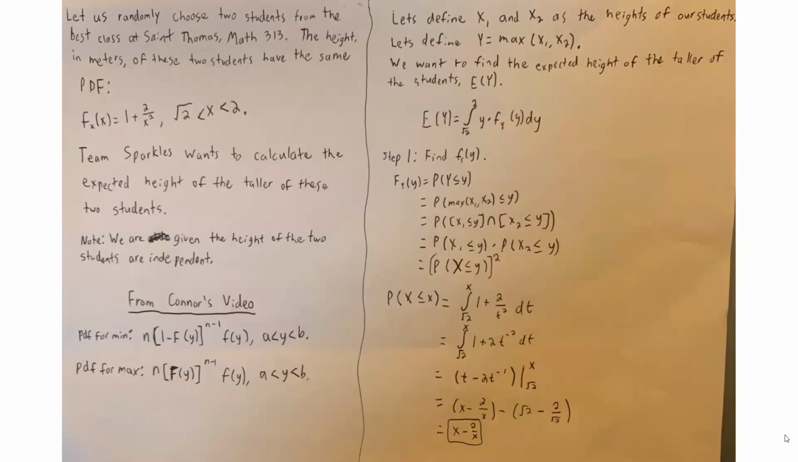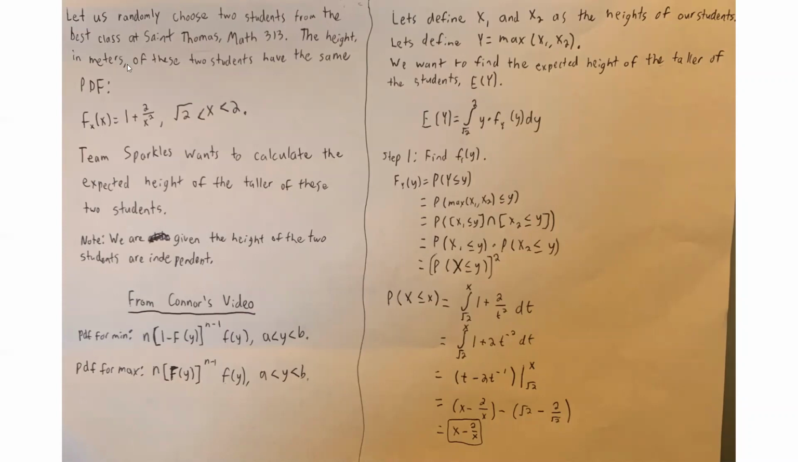All right, now that we know a lot about order statistics and we've seen a couple of examples, let's do one final example to find the expected value of the max. As you can see in the top left, the prompt is: let us randomly choose two students from the best class at St. Thomas, Math 313 of course.